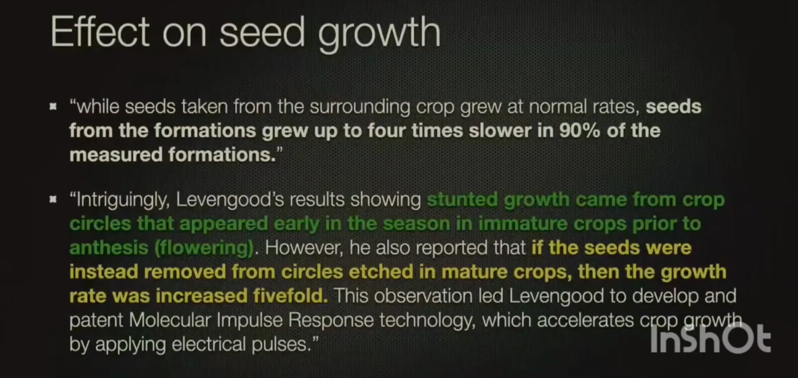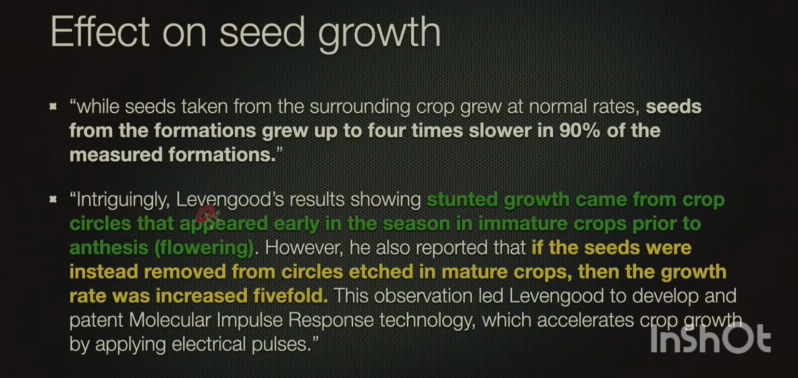So the key points of this patent were essentially from these effects on seed growth. While seeds taken from surrounding crops grew at normal rates, seeds from the formations grew up to 4 times slower in 90% of the measured formations, because these were formations that were caused during the plants' pre-flowering stage, not mature seeds. And it's because of the way the damage to the part that allows the seed kernel to grow means it damages it in its growth.